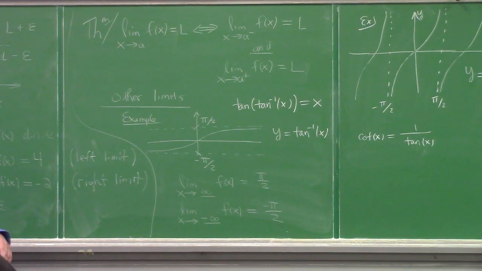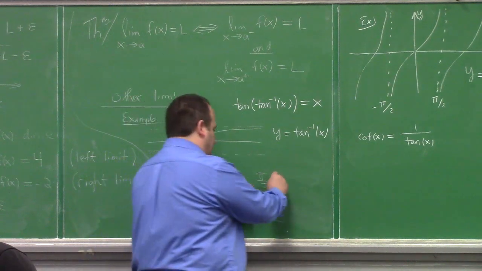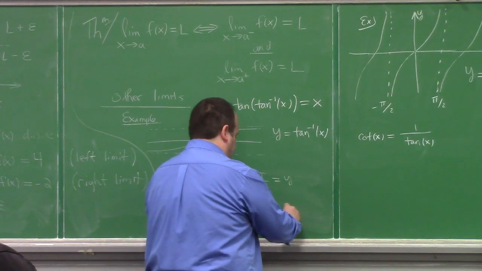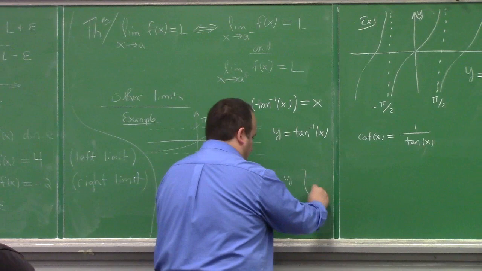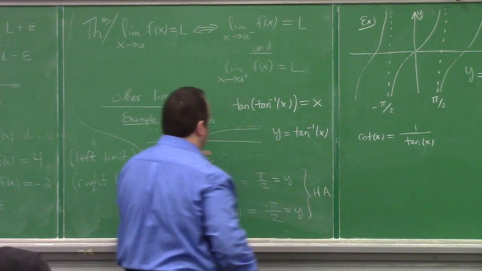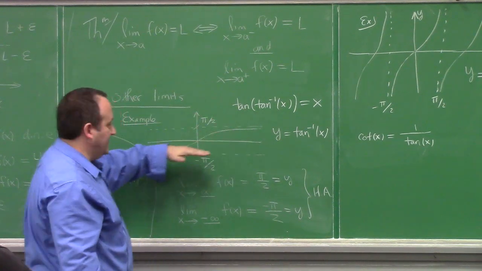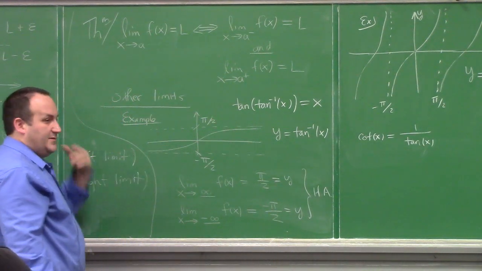I think the graph of cotangent looks a lot like tangent. It's the lines the other way. Yeah. So anyway, what do we call these horizontal, right? If we set this equal to y, these are horizontal asymptotes, right? There's a horizontal asymptote of pi over 2 as you're going to plus infinity. There's a horizontal asymptote of minus pi over 2 as you're going to minus infinity.